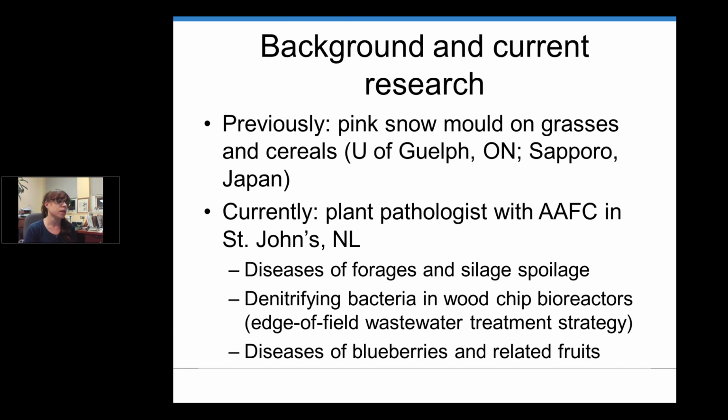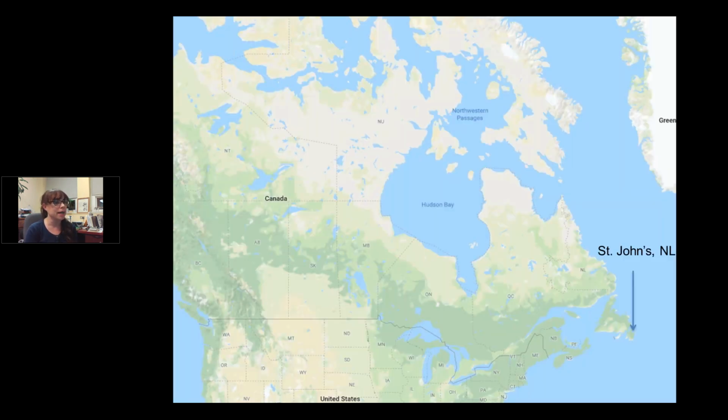And finally, I also work a little bit in blueberries and related fruits, but I won't tell you about that tonight. So first, again, just a little bit of perspective as to where I'm at. So I'm out here in St. John's, Newfoundland, and I recognize that there's a lot of people participating in the West, and so I hope to give you a little bit of perspective about some of the challenges we have out here, but also overall to have a bit of a global focus.